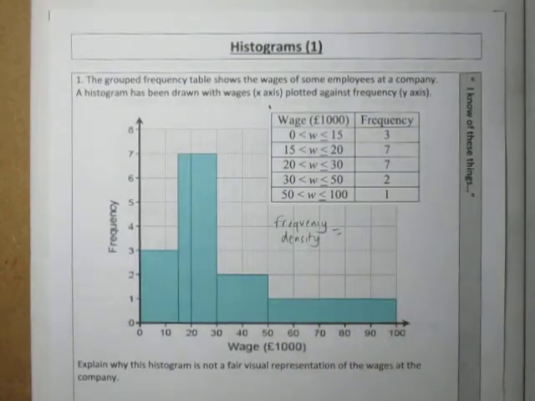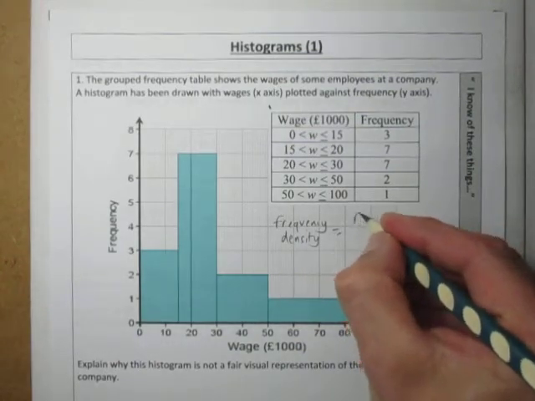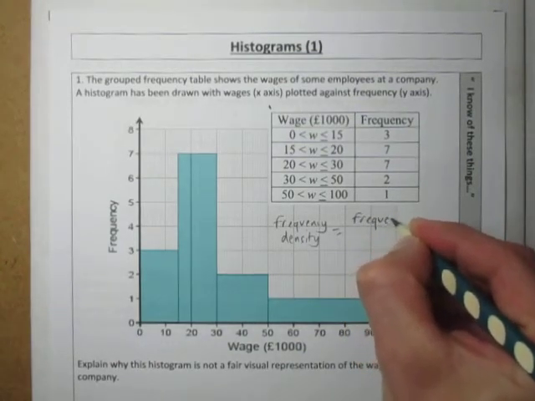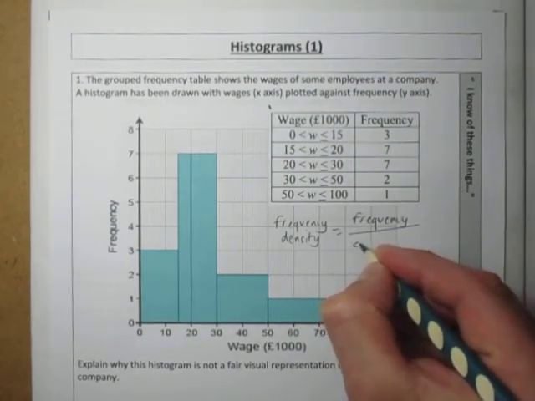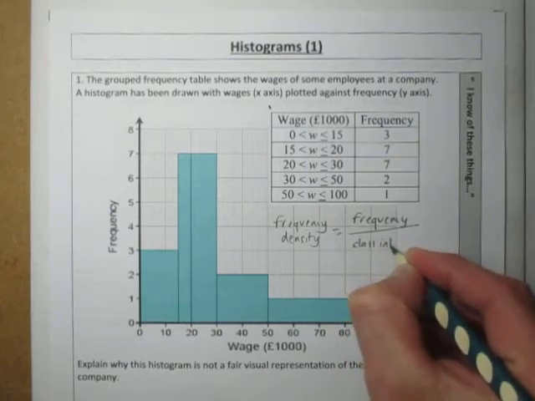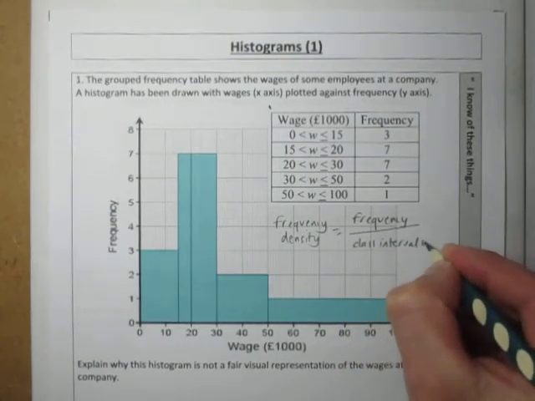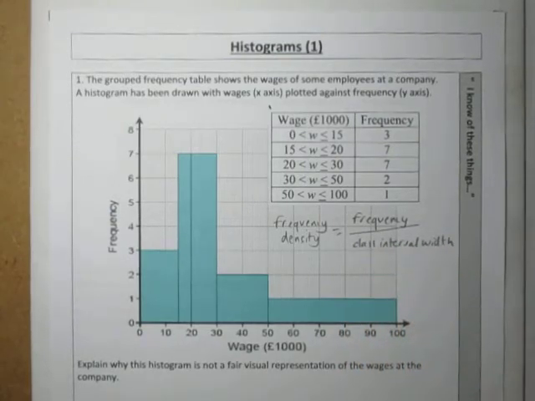To calculate the frequency density, we simply take the frequency for a particular class interval and divide it by the class interval width. And what that does is find an average across a particular group that allows us to compare one with another.